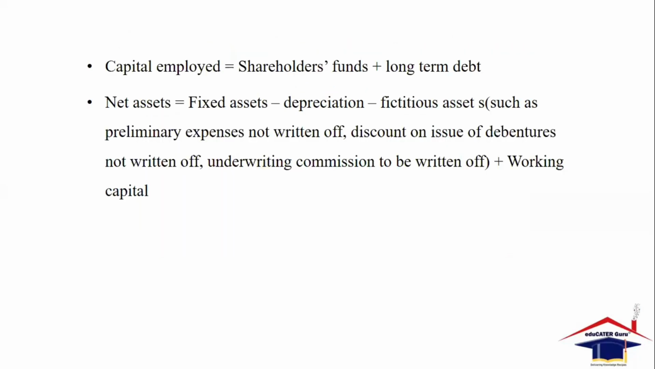Capital employed is nothing but shareholders' funds and long-term debt. Whereas net assets consist of fixed assets without depreciation, and fictitious assets like preliminary expenses not written off, discount on issue of debentures not written off, and underwriting commission to be written off. So these all need to be removed from the net assets. If they are included, then you also have to deduct depreciation and add the working capital, which is current assets minus current liabilities. So fixed assets minus depreciation minus fictitious assets plus working capital is known as net assets.